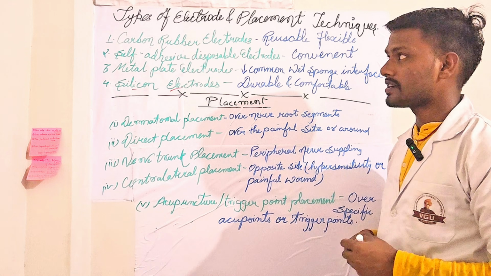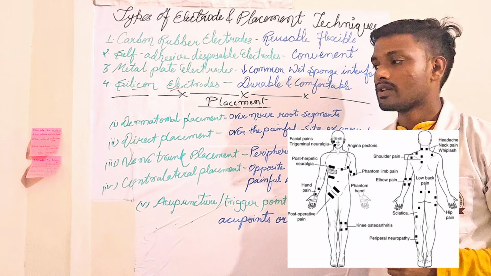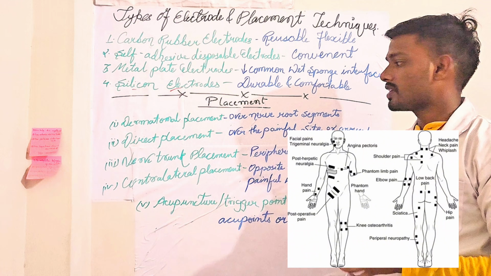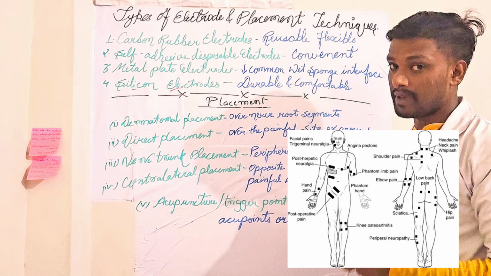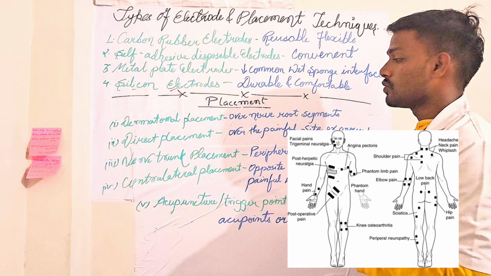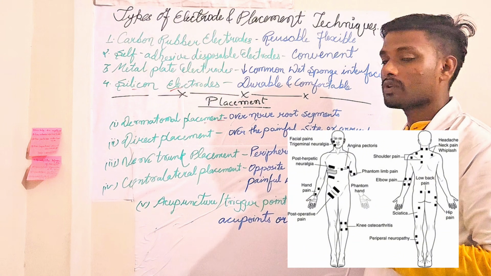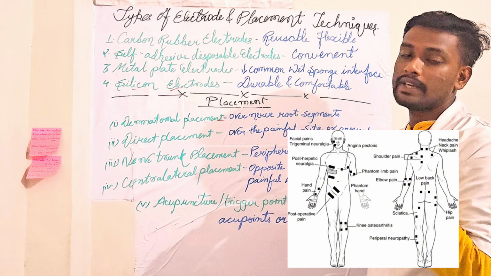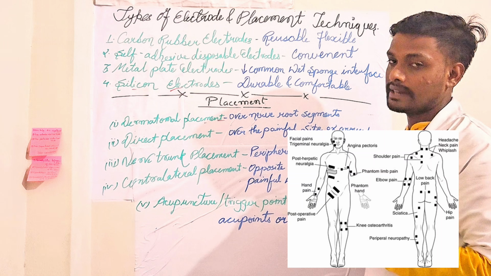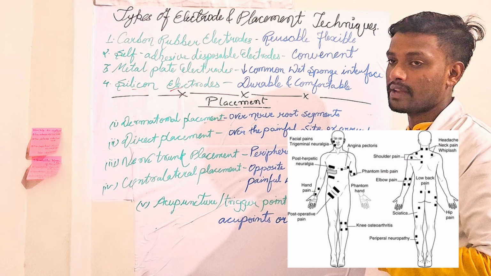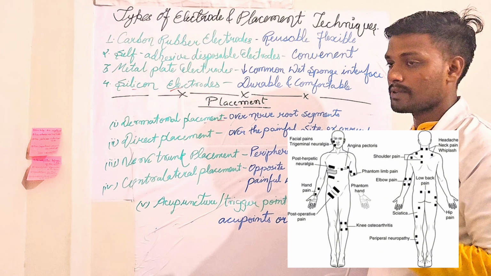Next is placement of the electrodes in TENS. First is dermatomal placement. Dermatomal placement is placed over the nerve root and the nerve segments. Like a patient suffering from sciatica pain, we can use the dermatomal region of the nerve root for the pads. It will easily reach across the nerve root, and it will stop the pain signals of the A delta and C fibers in the dermatomal region.